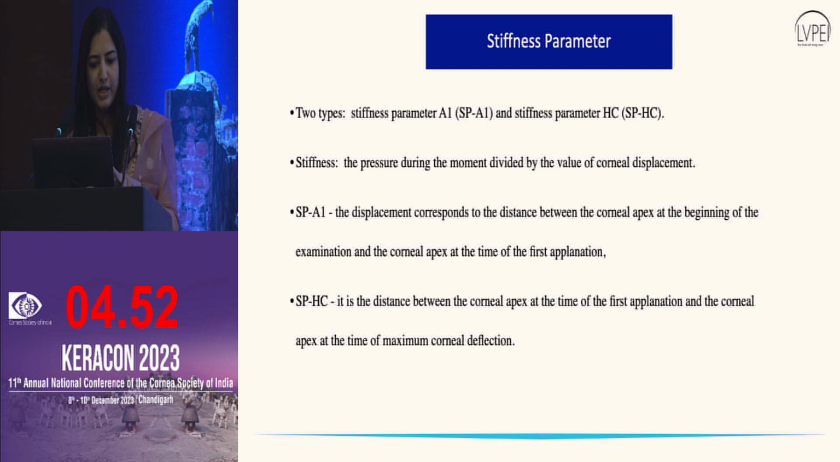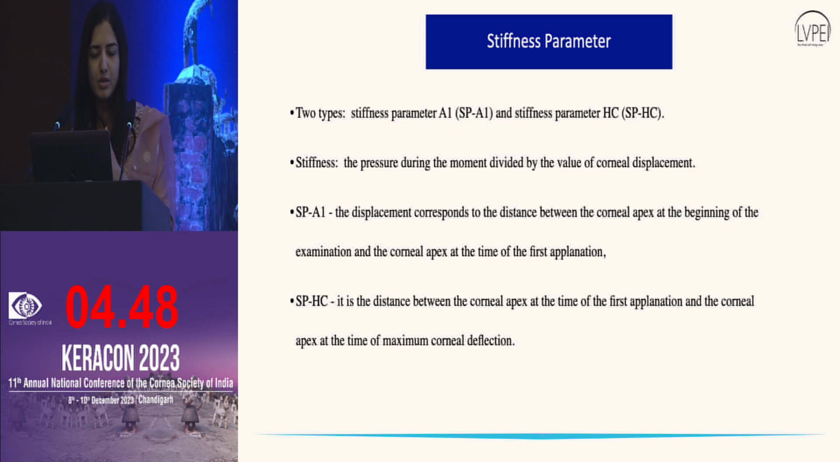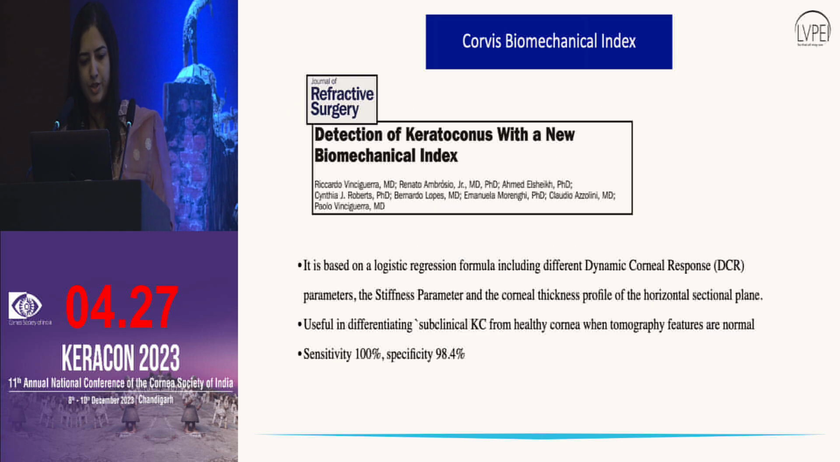So stiffness parameter, there can be an SPA1 or an SPHC, but the main thing that we look at is SPA1, which is stiffness parameter at the time of applanation 1. So what is stiffness? It is the pressure during the moment divided by the value of how much the cornea got displaced. So in SPA1, the displacement will correspond to the distance between the corneal apex at the beginning of the examination versus at the time of the first applanation.